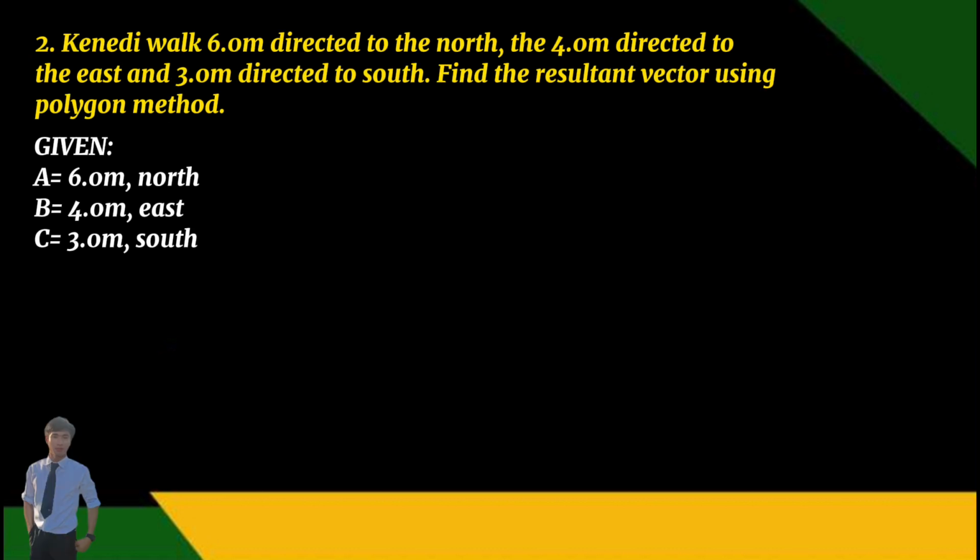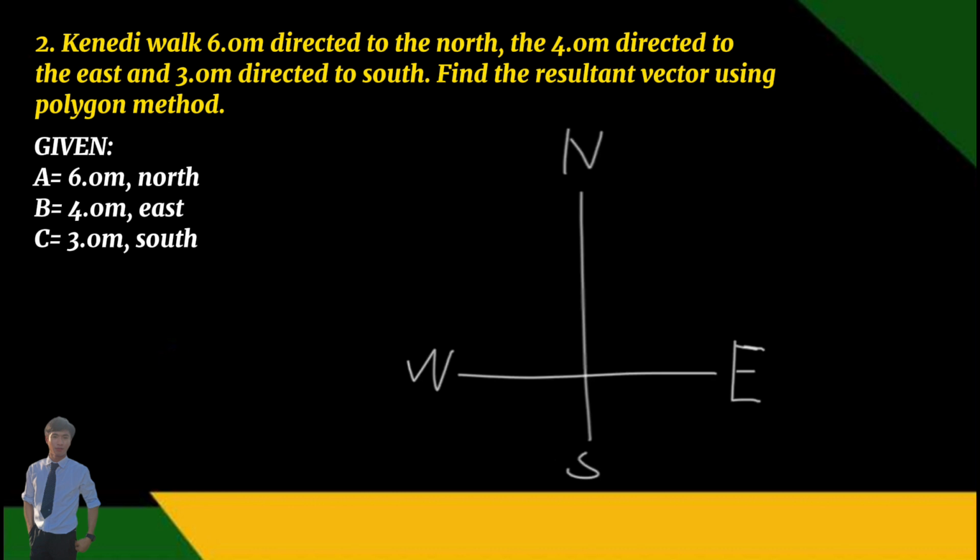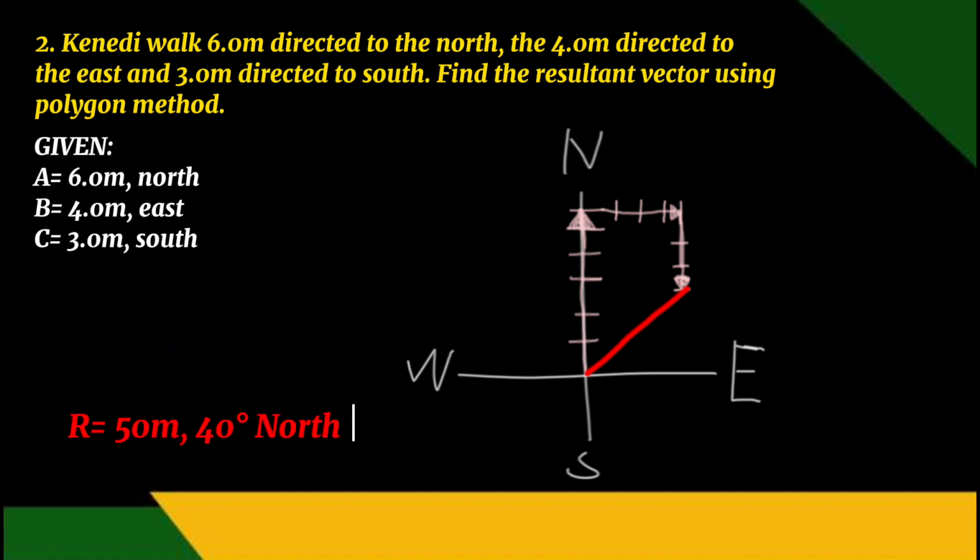Let's have another example. Let's start by plotting the given, which is 6.0 meters directed to north. Next is 4.0 meters directed to east. Then 3.0 meters directed to south. Then draw a line from the starting point to the endpoint of the given. Then use a ruler and protractor to measure and determine the angle of the resultant. And the resultant would be 5.0 meters directed 40 degrees north of east.